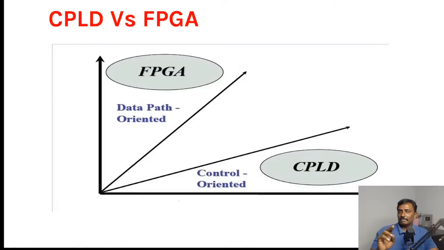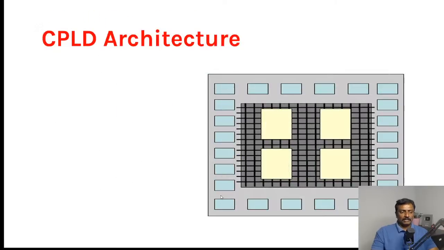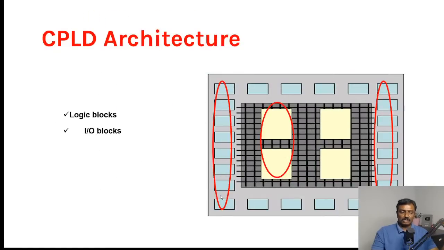In a DSP processor, you cannot customize the architecture, whereas in FPGA, you can customize the architecture. It's tailor-made. Okay, and wherever you use a DSP processor, you could use an FPGA. It's data path oriented. CPLD is control oriented. Like wherever you use microcontrollers, you could use CPLDs. So this is how a CPLD architecture looks.